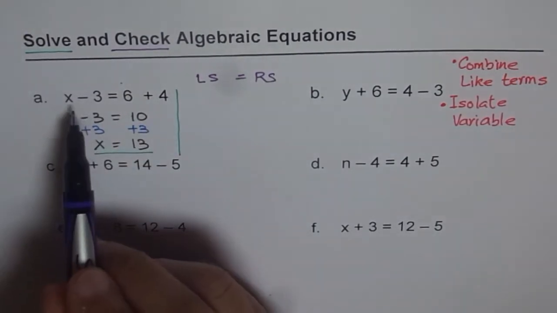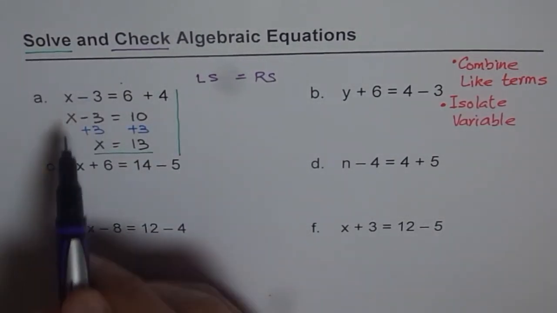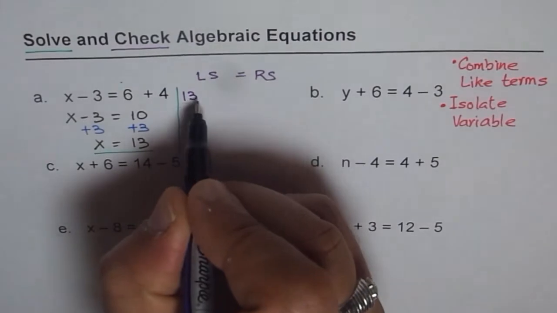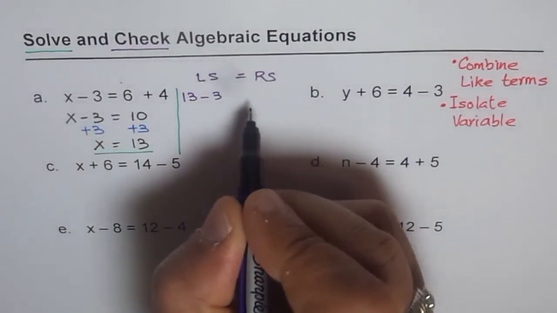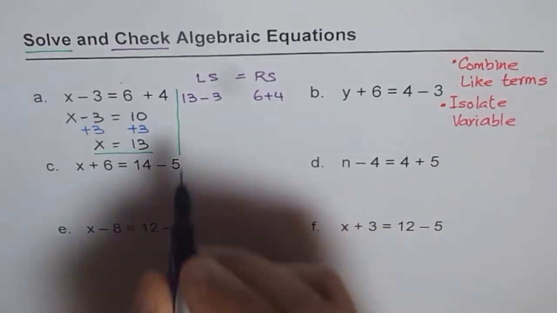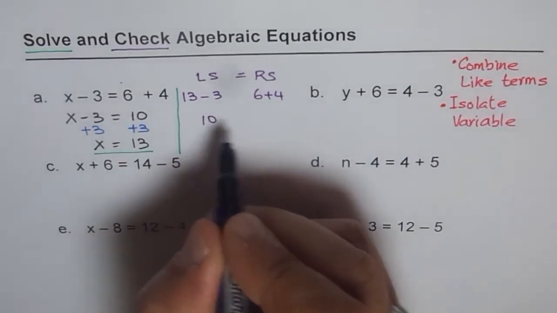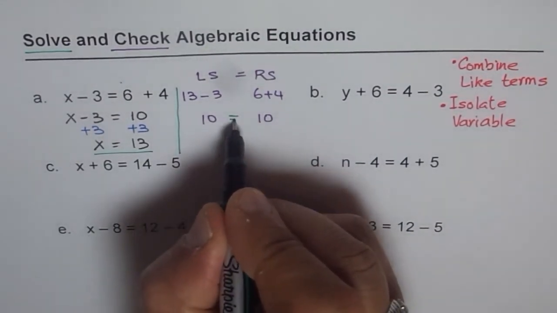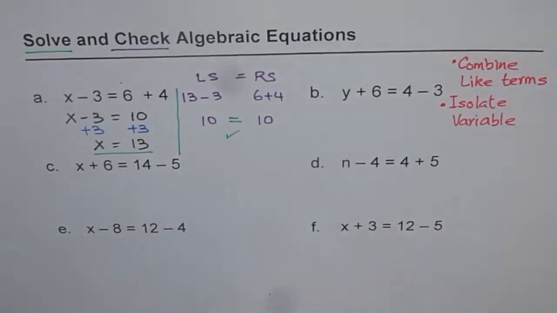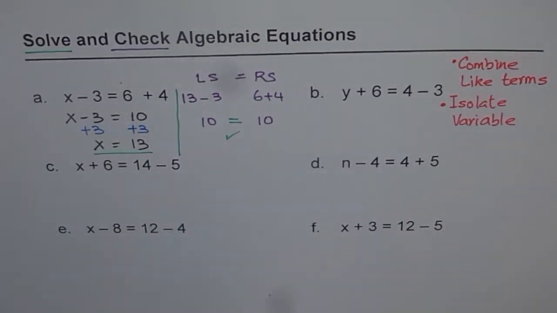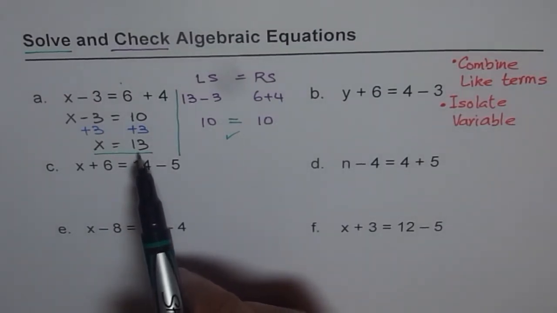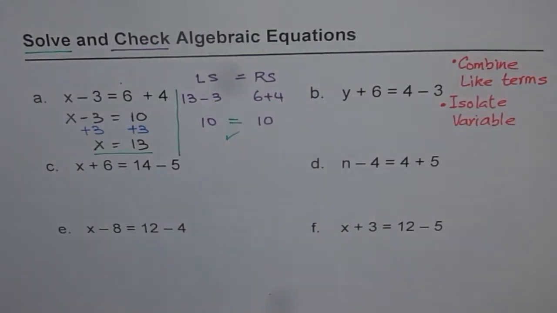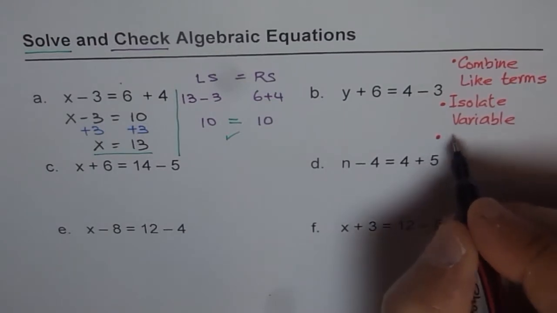Now in this equation, left side is x minus 3. What is x? X is what you found, 13. So put 13 there. So we have 13 minus 3 on the left side, and on the right side we have 6 plus 4, correct? Now 13 minus 3 is what? 10. And 6 plus 4 is what? 10. So as you can see here, 10 is equal to 10, right? So therefore that is correct. So this is a check for you. So checking means substitute the value of your variable, and check if left side equals to right side or not. So the third step for these questions will be check.